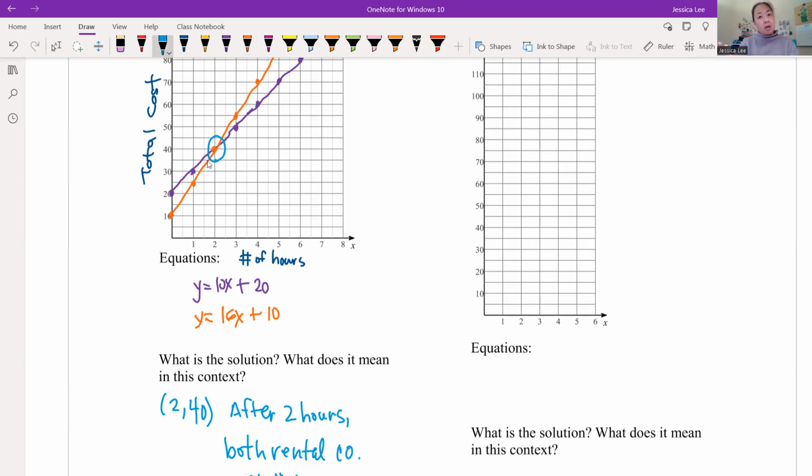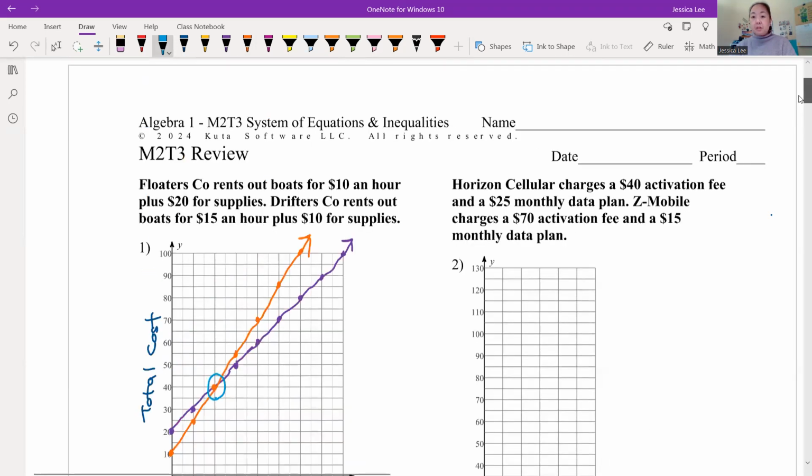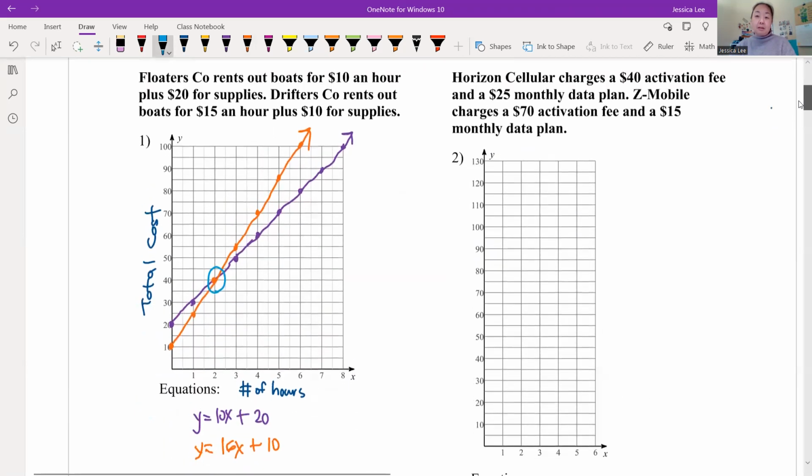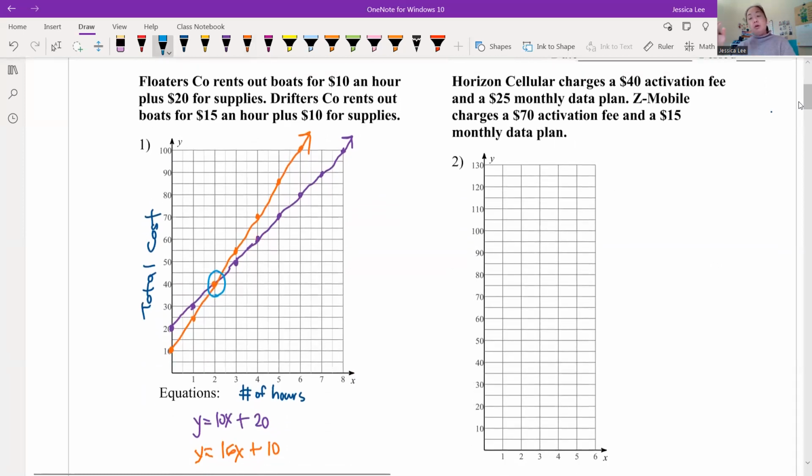You see how this is very helpful? I've actually used this before to see which one is cheaper. So for example, this is what I had done one time with phone companies, right? Because you want to know which one is cheaper. These are not the actual amounts.